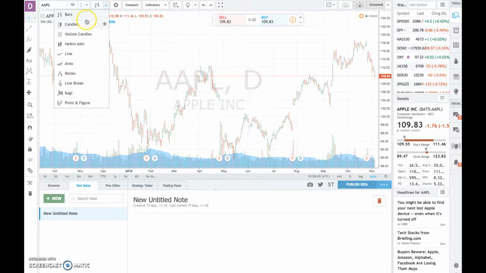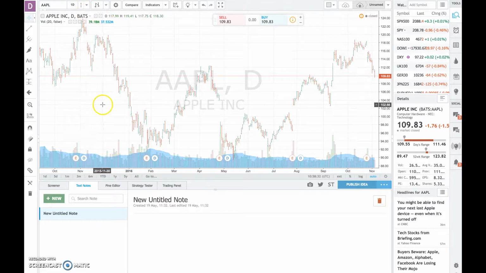You can look up here. You can see these are the different kinds of graphs that they feature, and these are the most common graphs out there that you'll find: bars, candles, line graphs, Renko, line break, Kagi. Now each one of these has different features, and some people prefer one particular stock graph over another. So we'll break down each one of these in different segments. Right now we are talking about the bar graphs, which is probably the most commonly used.